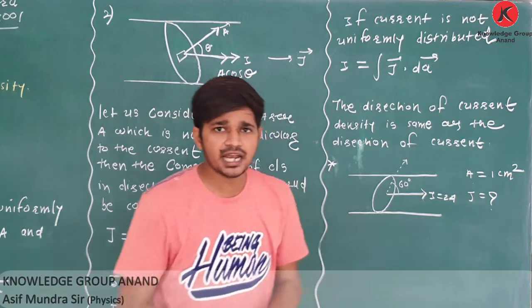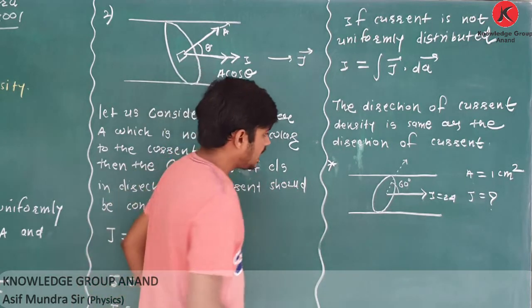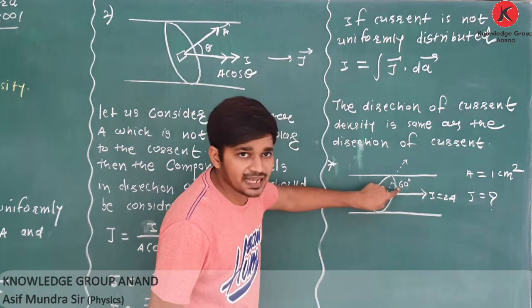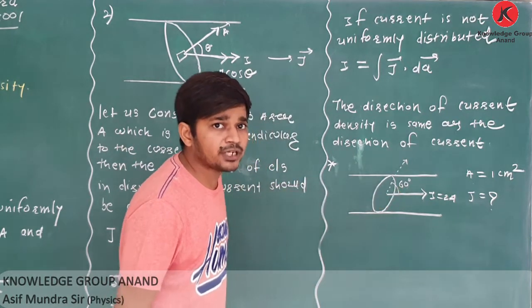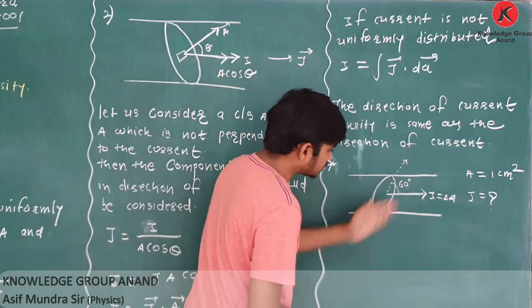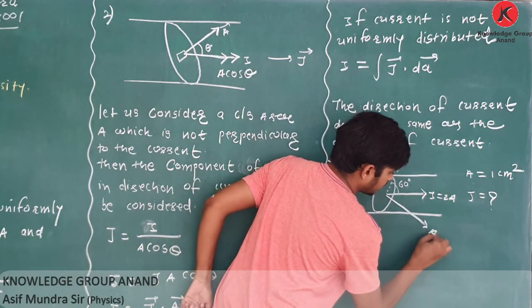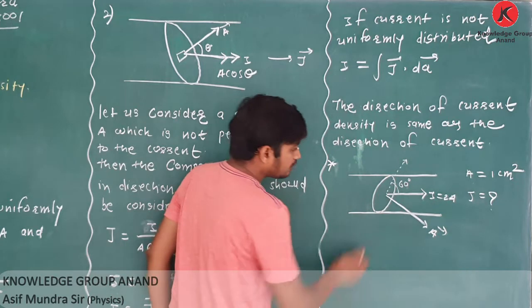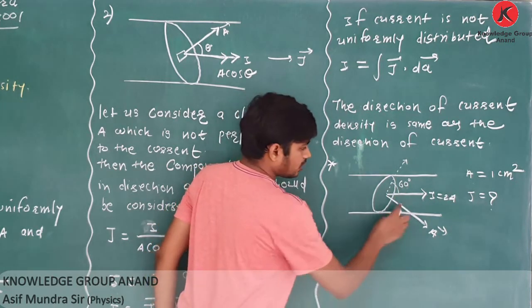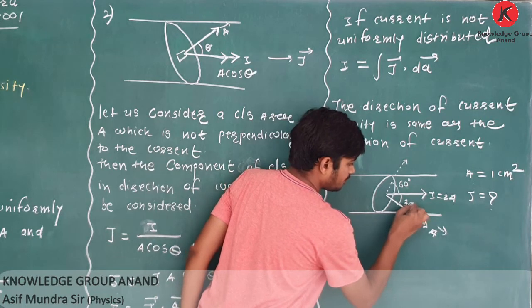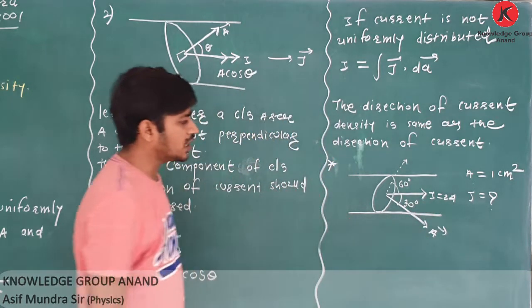Now see here carefully. Area vector is always perpendicular. If it is cross-sectional area, then the area vector is in this direction. It is the area vector. Clear about this? If this angle is 60 degree, and the area vector is always perpendicular, then this angle will become 30 degree.